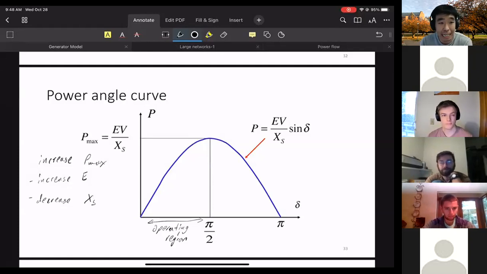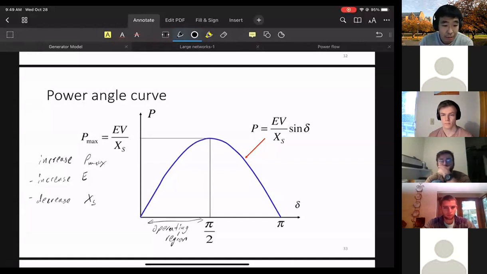So this is the active power angle curve. It's a sine curve, and you have a stability limit. Often it's not limited by the amount of field you have. Sometimes it is, but sometimes it's just the stability. You can't operate too close to the power limit.